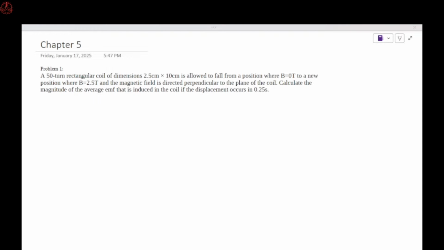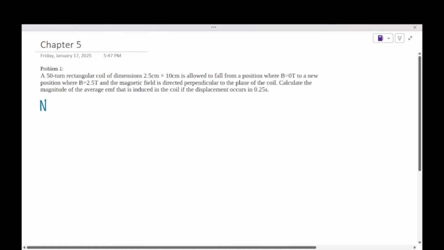A 50-turn rectangular coil of dimensions 2.5 centimeters times 10 centimeters is allowed to fall from a position where B equals 0 T to a new position where B equals 2.5 T, and the magnetic field is directed perpendicular to the plane of the coil. Calculate the magnitude of average EMF that is induced in the coil if the displacement occurs in 0.25 seconds.